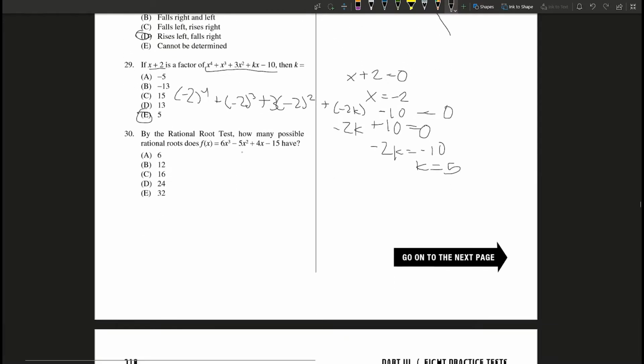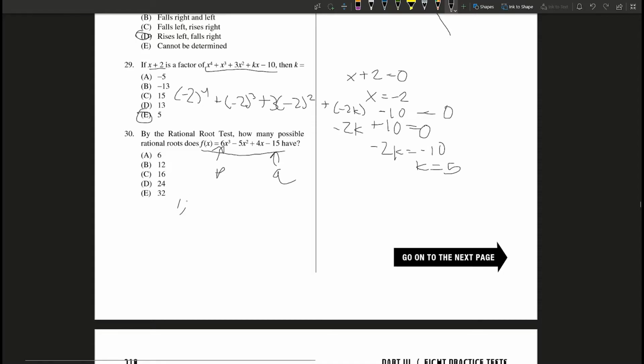So this question asks, by the rational root test, how many possible rational roots does this equation have? So the rational root test states that if a polynomial function has integer coefficients, so these are the integer coefficients, then every rational 0 is going to be p over q, but it's going to be their factors. So we want to find out the factors of 6 and the factors of -15. So the factors of the leading term and the factors of the constant.